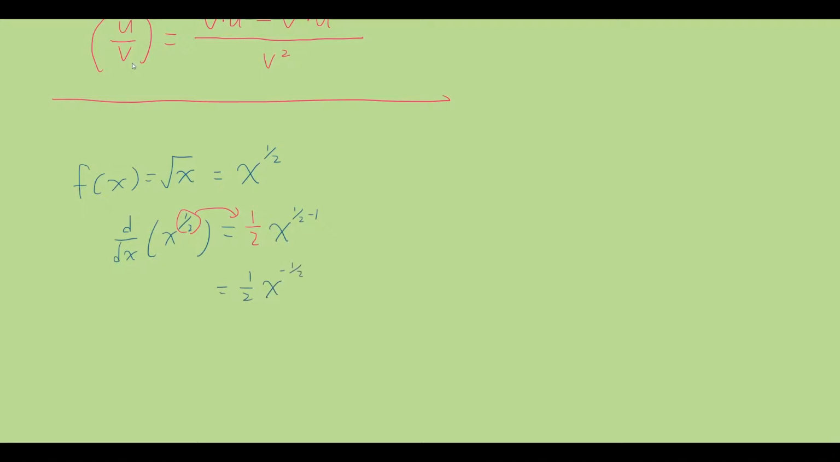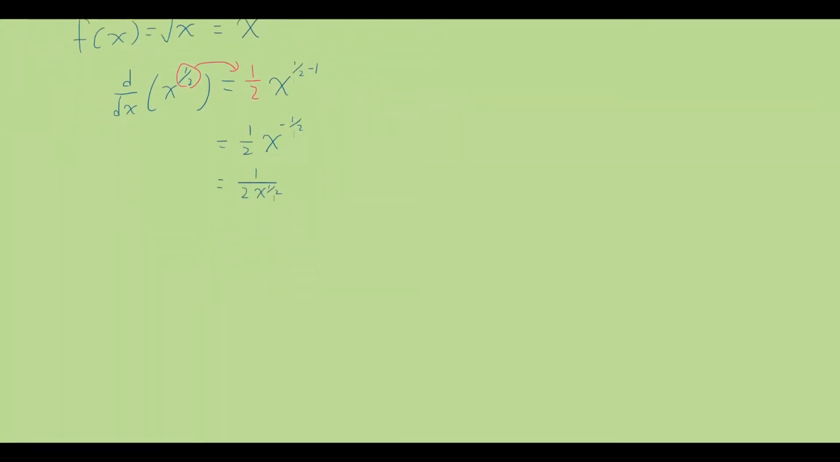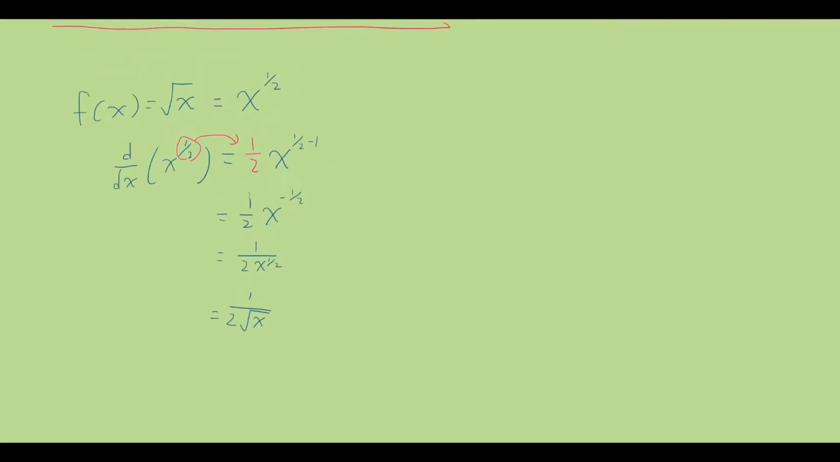So let's rewrite this in terms of radicals. Negative 1/2 in the exponent means it should be in the denominator, so we will have 1 over 2 times x to the power of 1/2. And 1/2 means square root, so this is just 1 over 2 times the square root of x. And that's how you take the derivative of any radical function, actually.